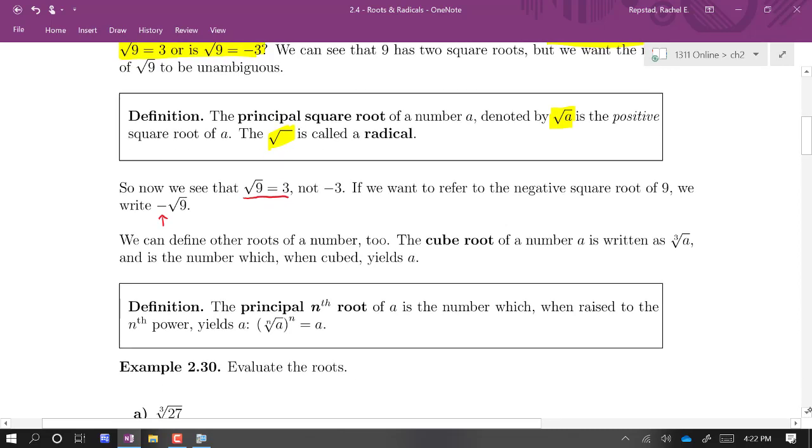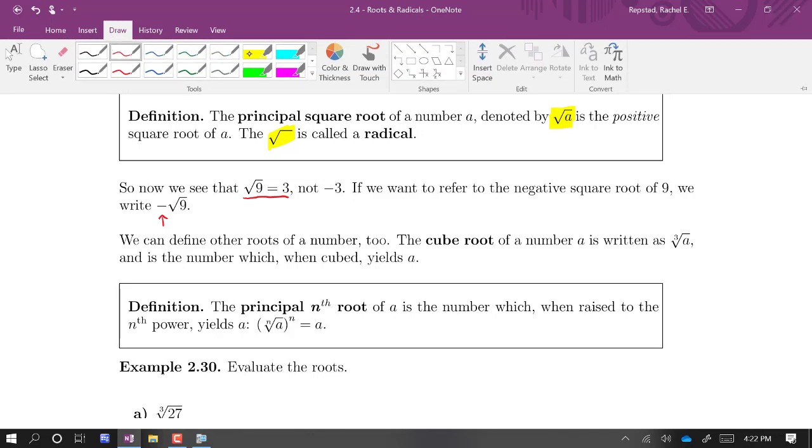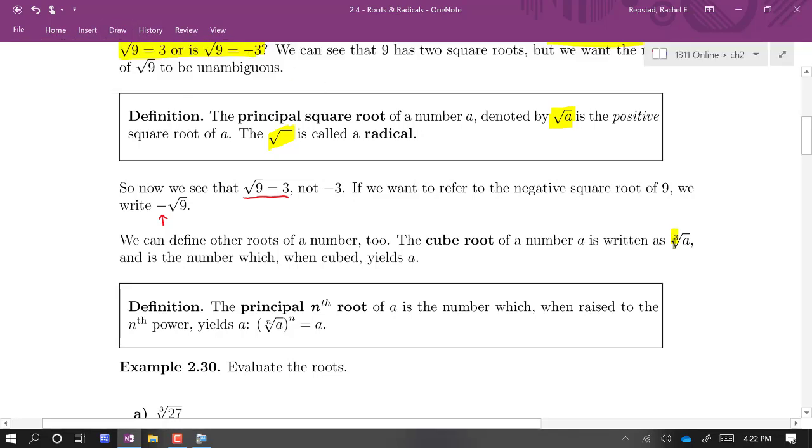We define other roots analogously. The cube root of a number a is written using the same kind of notation, only we put this little number 3 in the crook of that radical sign. So that means it's the cube root. And in general, the principal nth root of a number is the number which, when raised to the nth power, yields a. So again, we just put that little number n in the crook of the radical. And it's defined to be the number which, when we raise it to the nth power, gives us a.